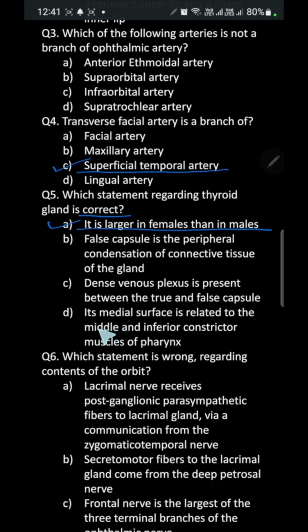Choice number D. Its medial surface is related to the middle and inferior constrictor muscles of the pharynx. No, remember that its medial surface is related only to the inferior constrictor and the cricothyroid muscle. So the answer to question number 5 is A.